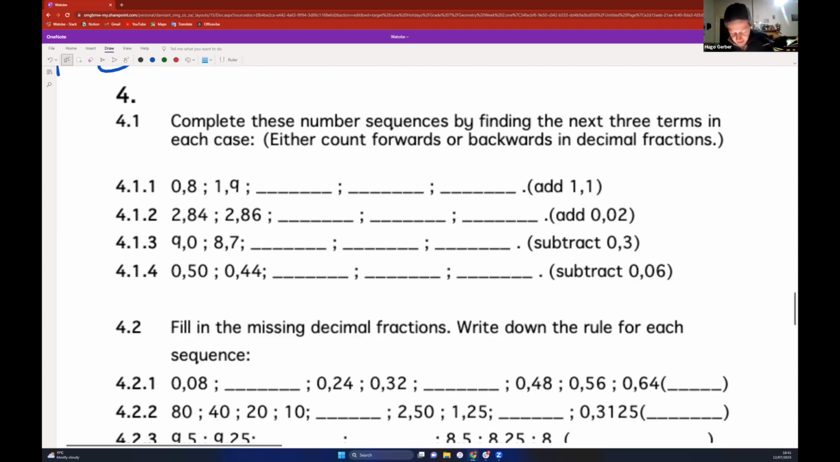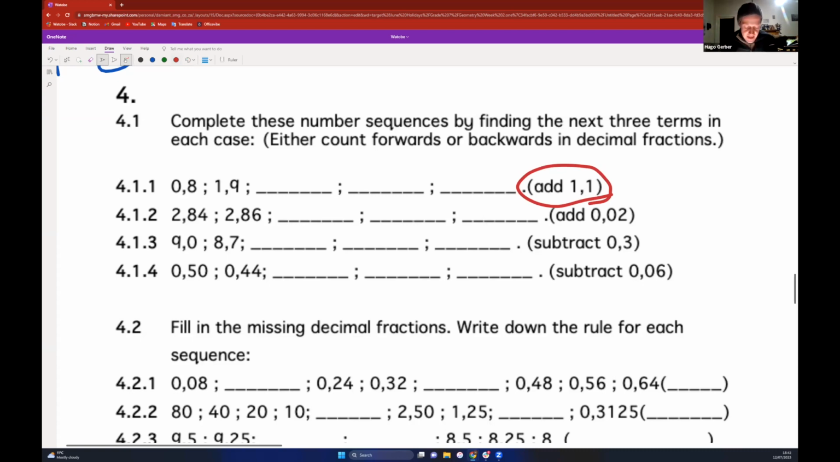Let's think about it. So yeah, because we're not practicing sequences now, we're practicing decimals. They're not asking us to figure out what the sequence is. They're giving us here, add 1.1. So we just need to add 1.1.